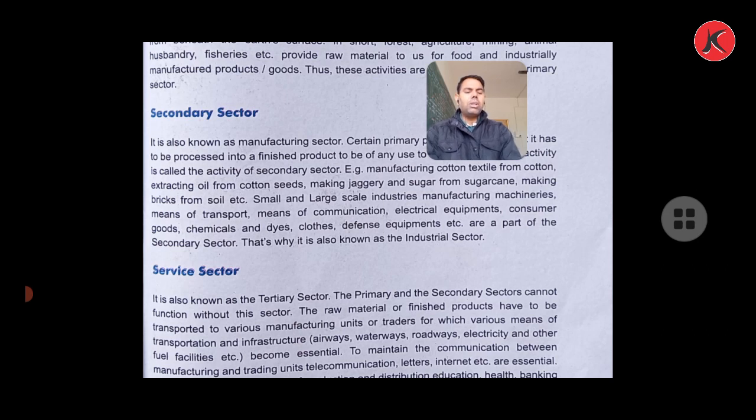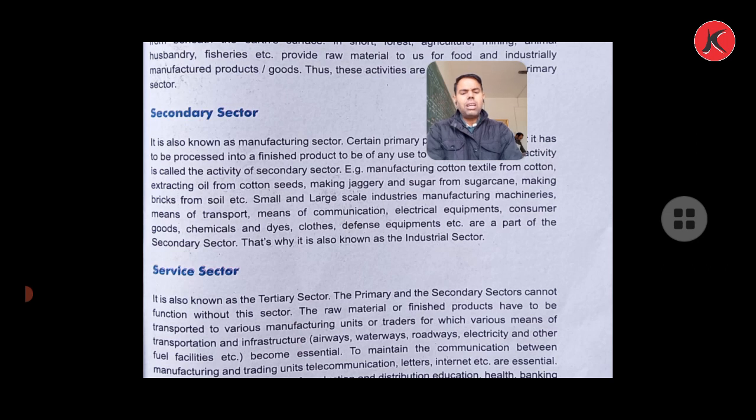An example is manufacturing cotton textile from cotton. The basic thing is cotton. If cotton is not there, cotton textile cannot be made. So from the cotton, they manufacture new things, such as cotton textiles. Extracting oil from cotton seeds, and manufacturing jaggery and sugar from sugar cane. We get sugar and jaggery, but the main thing is sugar cane.